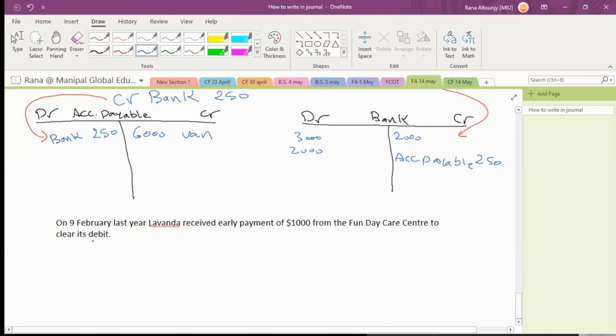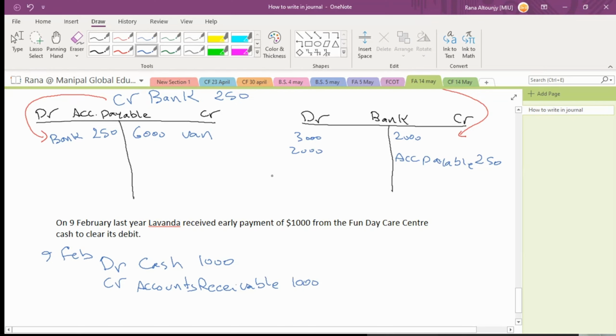Normally you should see it written here whether it's cash. Okay? So how do we record this transaction? It's on 9 of February. We have the debit, we have the credit. She received cash, so the debit is cash. The amount is 1,000. And the accounts receivable will be on the credit side because it's decreased.